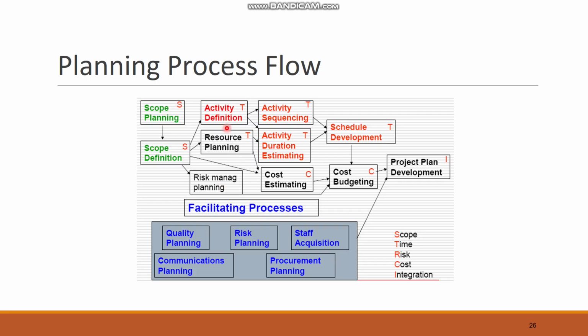So when you are defining an activity, there will be two further subcategories, like activity sequencing and duration estimating. Sequencing means when we are going to perform this activity. This will then contribute to schedule development. Schedule development will come from the activity sequencing and duration. And cost budgeting can come from cost estimating and also the schedule development.